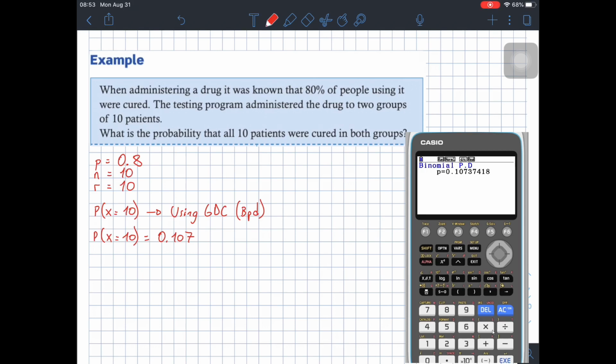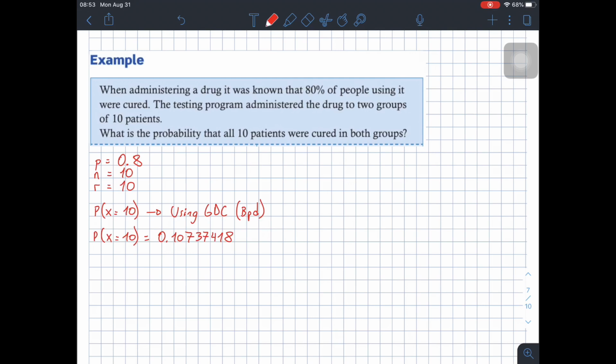But now, this is the probability of only one group getting all 10 patients recovered. If I want, I'm going to write the whole value here because we're going to need the whole thing. If we want both groups to have all of their patients cured, then we're going to say the following.